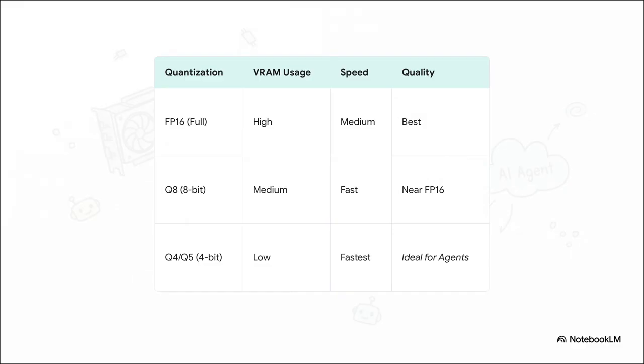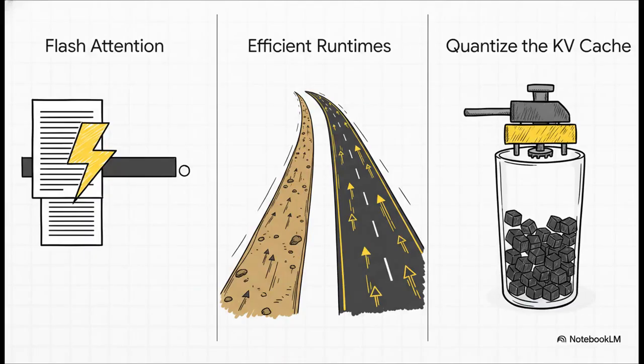The number one absolute biggest bang for your buck optimization is quantization. All this means is shrinking the model down, kind of like compressing a giant file. And for agents, these 4 and 5-bit options are the sweet spot. You get a massive speed boost and use way less VRAM, all for a tiny drop in quality that you'll probably never even notice.